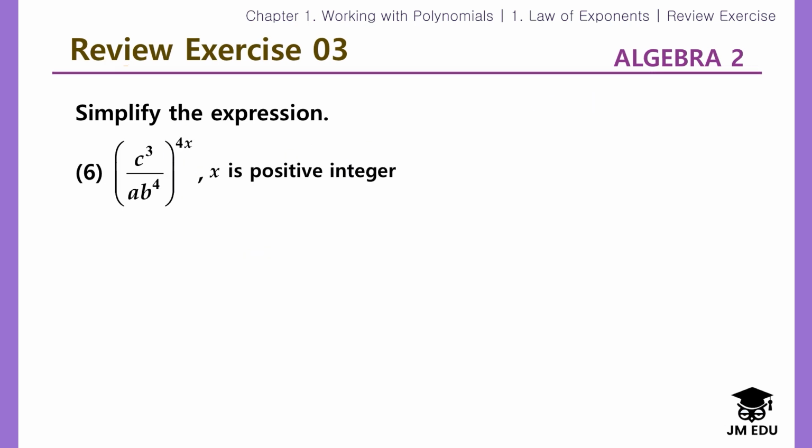Number 6, we have this expression and it says x is a positive integer. So number 6 is equal to 3 times 4x. So that's c to the power of 3 times 4, 12x. And we have 1 times 4x, 4 times 4x. So 1 times 4x, that's a to the 4x, and b to the 4 times 4x, that's 16x.